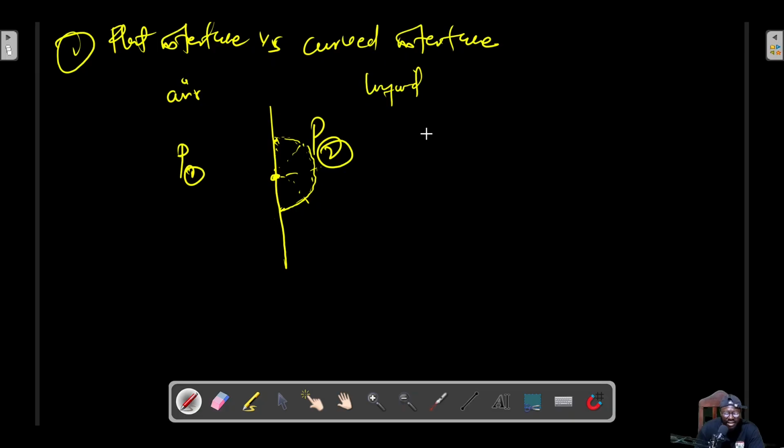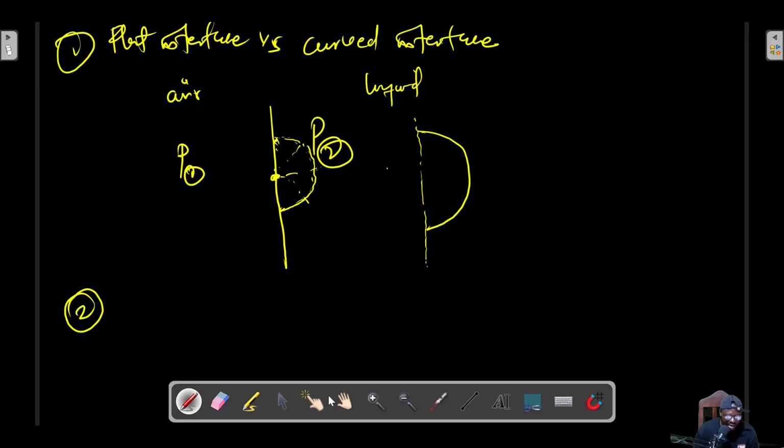Then we said for a curved interface, the reason I have a curved interface is that there is a net force right across the interface. Meaning the net cohesion force is greater than the adhesion force. That is how come we have a curved surface. So the curvature of any interface of a liquid is as a result of the net cohesion force.